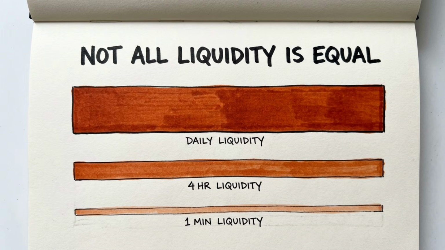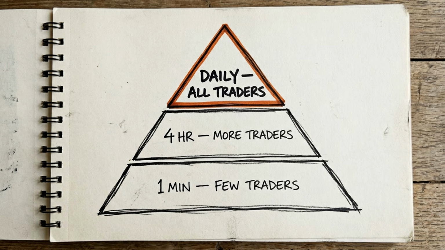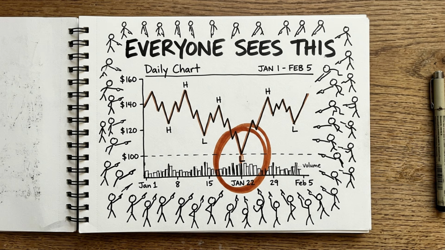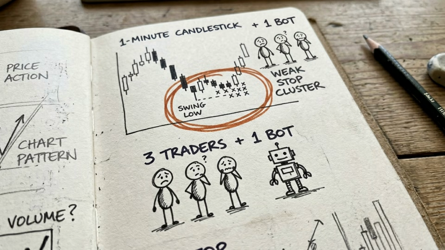Liquidity is not equal across time frames. The same level that means nothing on a 1 minute chart is an institutional magnet on a 4-hour chart. Why? Because the size of the liquidity pool depends on how many traders are watching that level. And the higher the time frame, the more participants are aligned at that zone. A swing low on the daily chart has been seen by every trader on every platform, on every device in every country. That swing low has an enormous stop cluster sitting beneath it. That is real liquidity. A swing low on the 1 minute, 3 traders and a bot.